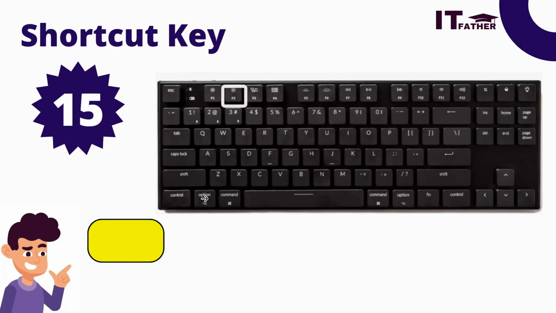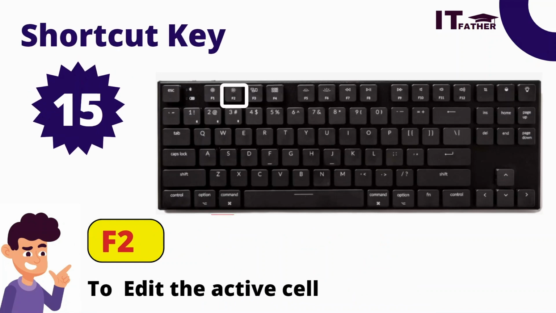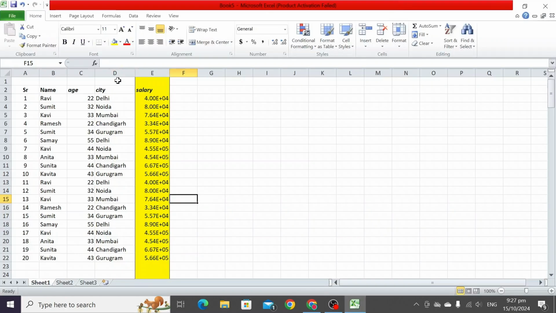Next we have shortcut key number 15, by pressing F2 we can edit any active cell. If you want to make some changes in any cell, press F2, the cursor will appear there and you can edit the cell value, right? In the same way, numeric values and text values you can also change.